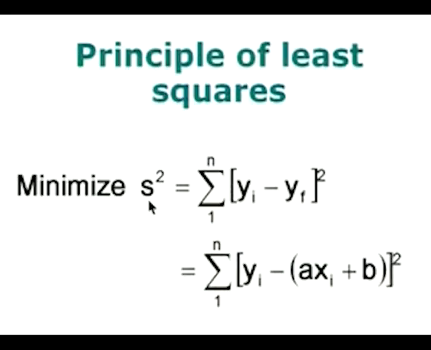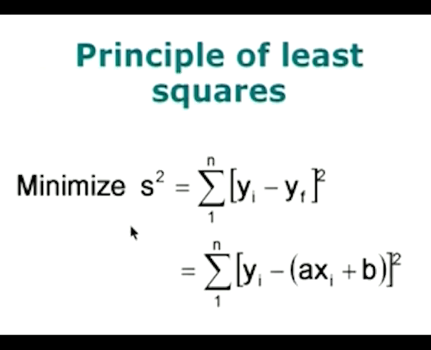I want to minimize s squared. S squared is the sum of the squares, from 1 to n, the number of data, of (y_i minus y_f) whole squared. Of course, y_f is calculated for the corresponding value of x. Therefore, it is equal to sigma 1 to n of y_i minus y_f at the value of x_i, which will be y_i minus (a x_i plus b), whole squared.